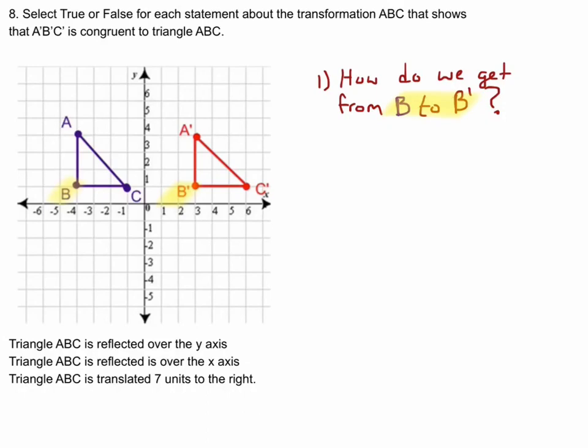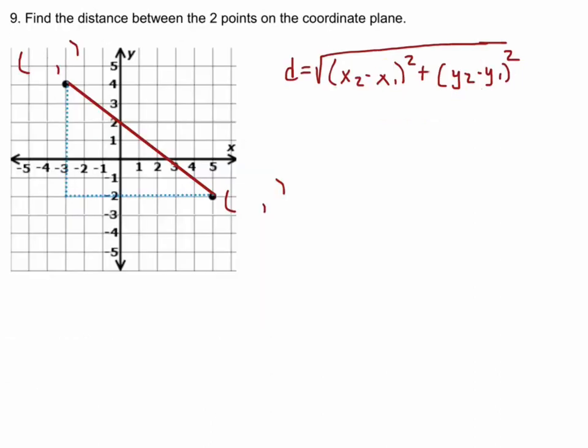We're trying to see, how do we get from B to B prime? Well, looking at B to B prime, what are we noticing? We go 1, right? That's what we're looking for. How do we get from there to there? Count. Alright, pause it there.